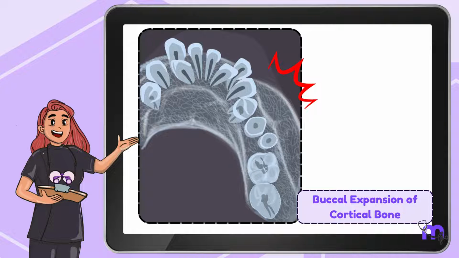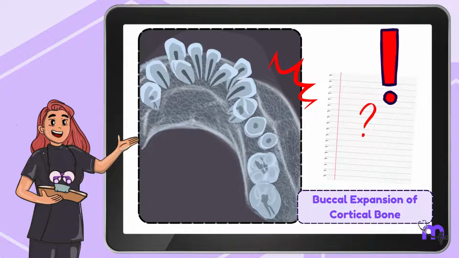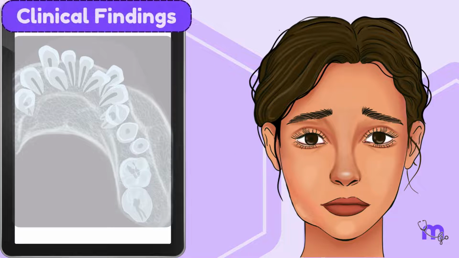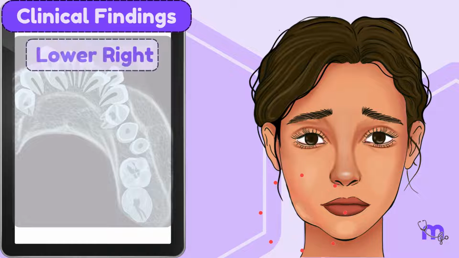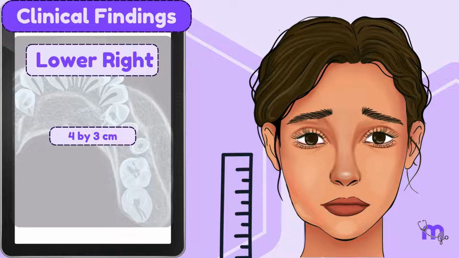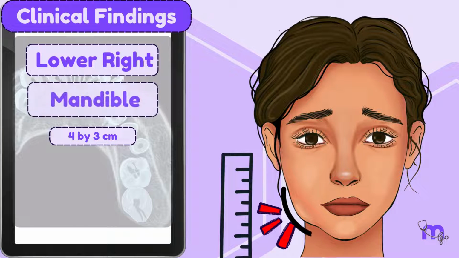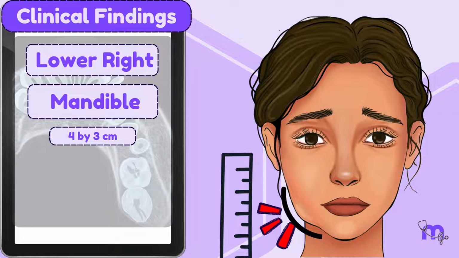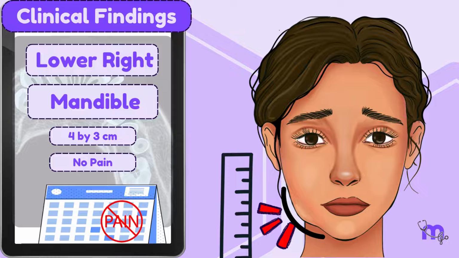We cannot come to a probable diagnosis knowing only the radiographic features. Let me explain the clinical history of this case. This patient had a swelling on the lower right side of the face of around 4 by 3 cm, extending inferiorly till the lower border of the mandible. The swelling had gradually progressed to the size in 1 month and was not painful.